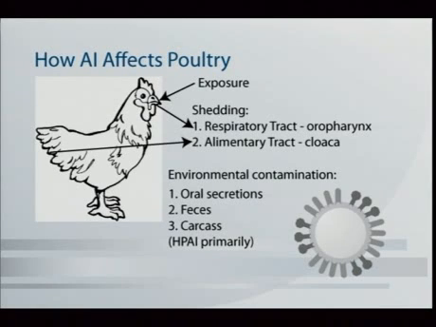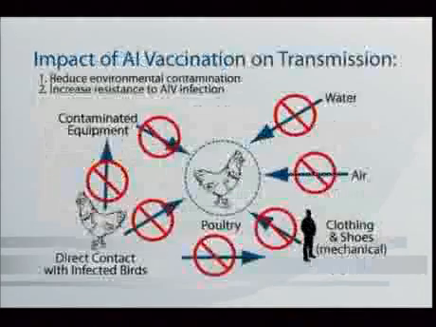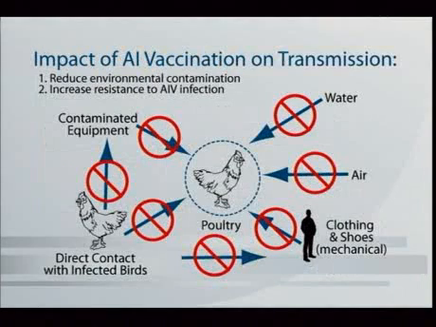And finally, with high pathogenicity avian influenza viruses, there will be contamination of the carcass of the bird that could be a source of spread by cannibalism. So when we look at the impact of avian influenza vaccination on transmission, one of the primary goals is reducing environmental contamination. By doing that, we're preventing contamination of the water, of the air, of the clothing and shoes of people. We're preventing infected birds from coming in contact with naive birds and preventing contamination of equipment. And by stopping that part of the process, we eliminate the exposure of susceptible birds.